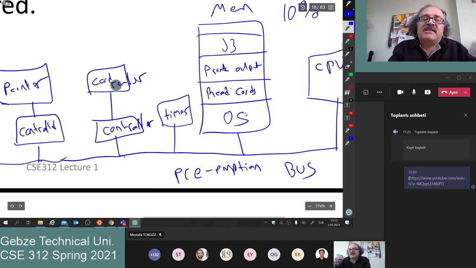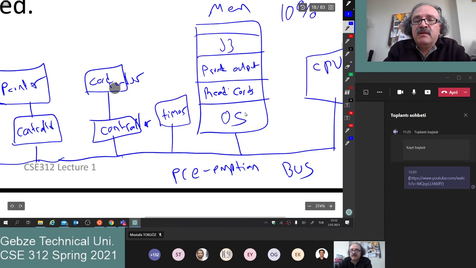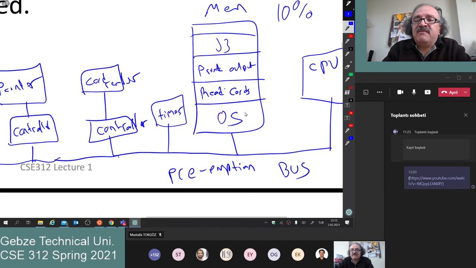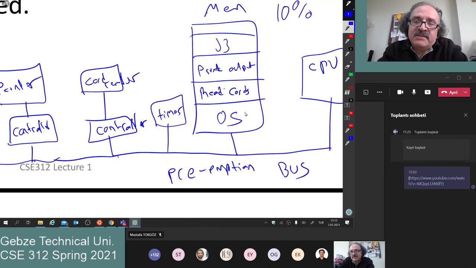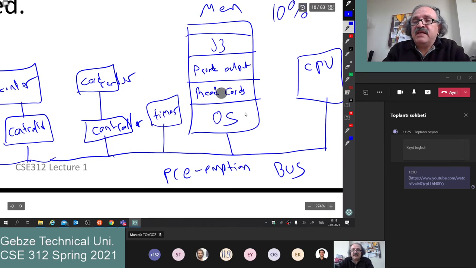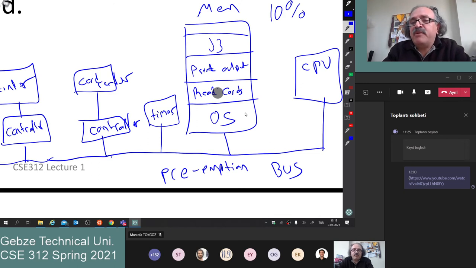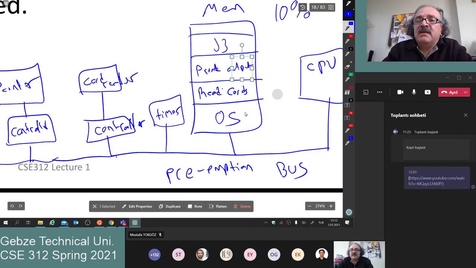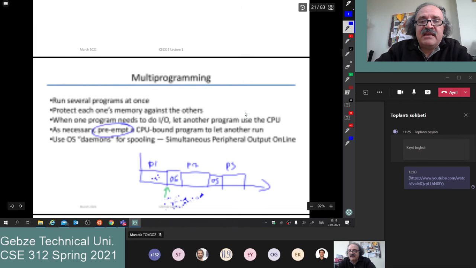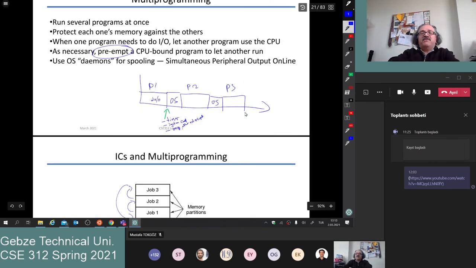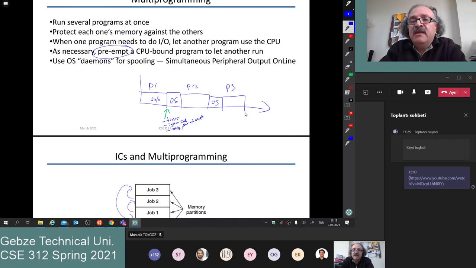If the card reader says that the next data is ready, it raises an interrupt. That interrupt is going to be handled by the operating system. The operating system looks at the interrupt and says that this card reader process is going to take care of it, and it wakes this up. This one runs, and after that, it tells the operating system, I am ready, I read the data. Then the operating system makes a decision on which process to run next. So these are called daemons, and this overall technique is called spooling, simultaneous peripheral output online. It could be used for outputs or inputs. Spooling is a technique which we still use today.